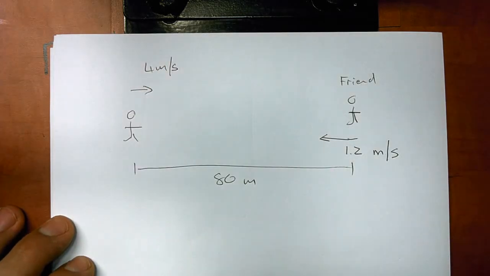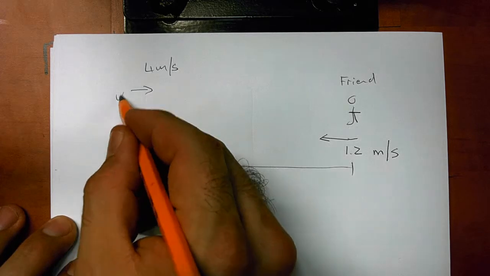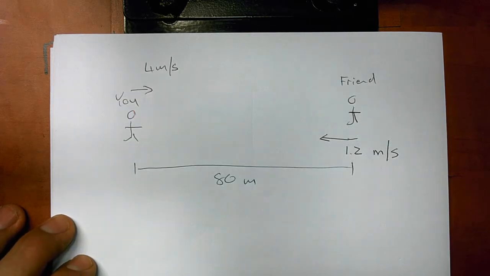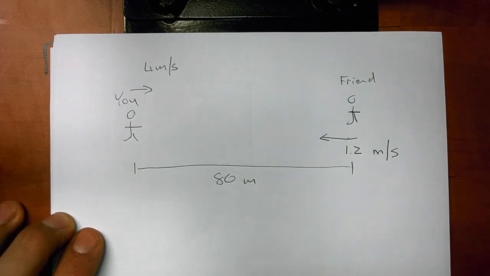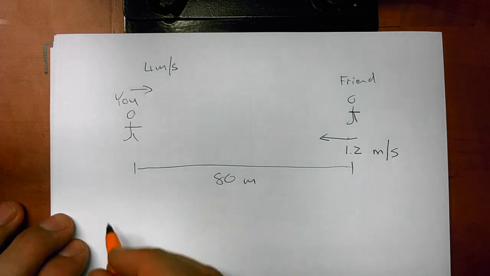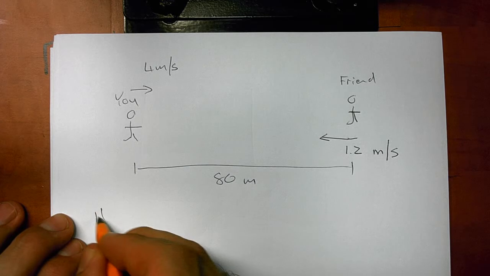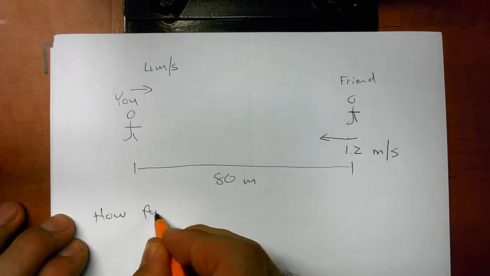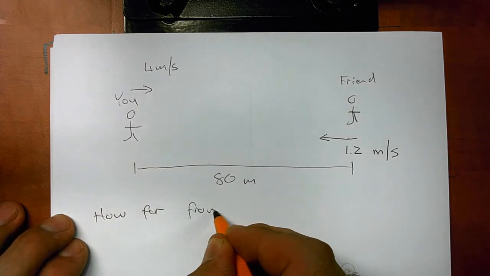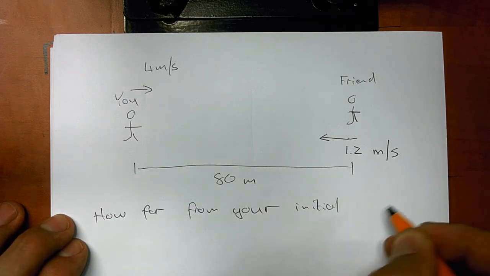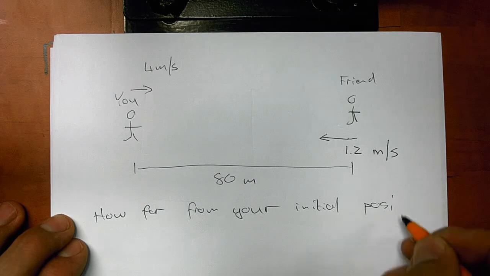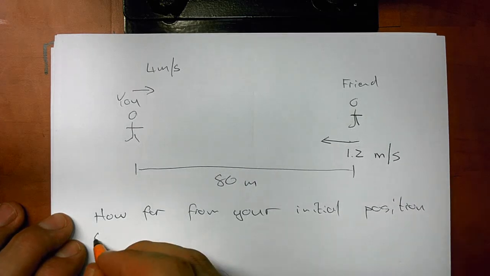So your friend moves towards you with a constant speed of 1.2 meters per second. When you're 80 meters apart, you start to move towards your friend with a constant speed of 4 meters per second. And the question is, how far from your initial position do the two of you meet?